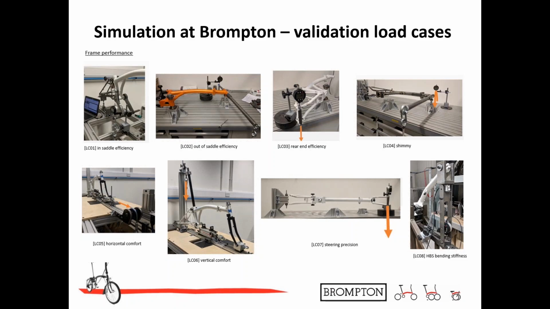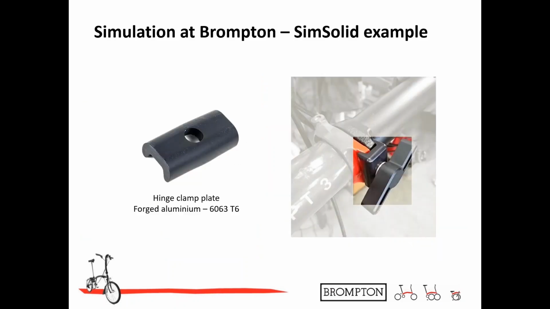So I'll just run through an example that we've used SimSolid for here at Brompton. So this is the hinge clamp plate. It's a forged aluminium heat treated T6 part. That's fundamentally a critical part of the frame set. So it's used to clamp the 2 halves of the hinges together on the handlebar support and also on the main frame set. So what we were looking at here was the existing design is extruded and then, like I say, forged. The designers were involved and wanted to change the aesthetic of that plate.